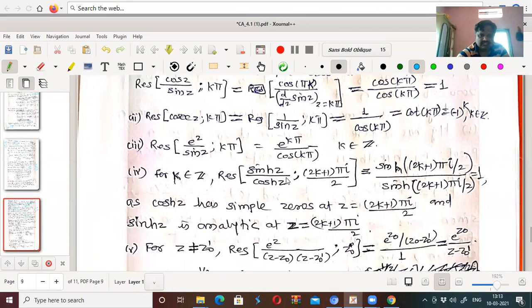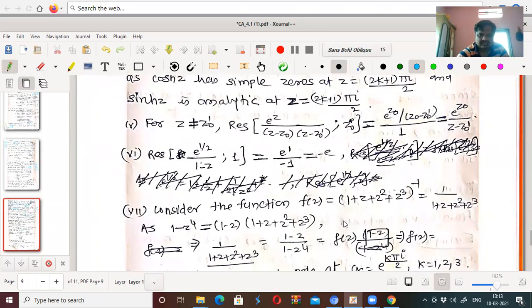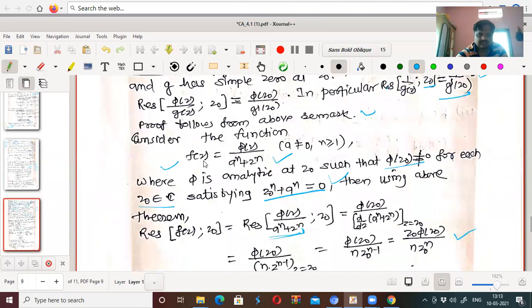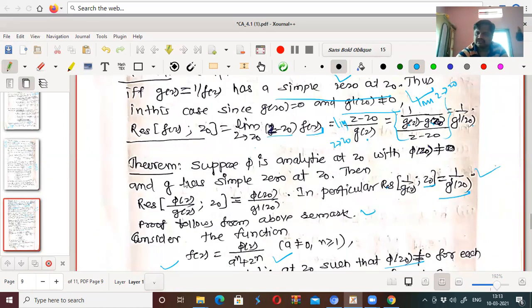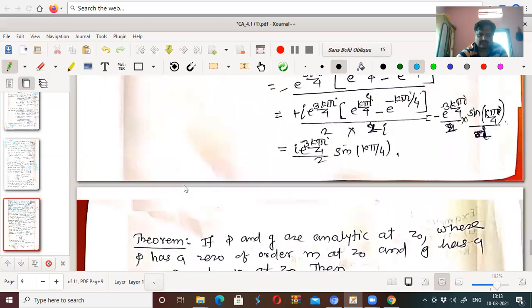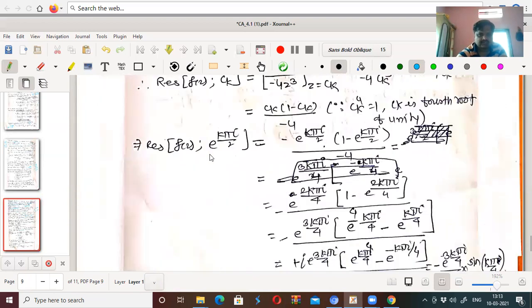So some other examples are here, which can be easily solved by you. So these are the other examples. These are all dependent on this formula. So these examples are for your homework. Okay, you go through all these examples.